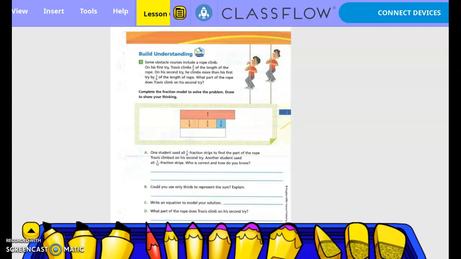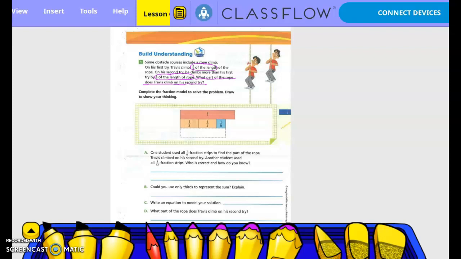So we have 2/3, right? The first time. And then the next one is 1/6 of what he did before, right? And then what part of the rope does Travis climb on his second try? So complete the fraction model to solve the problem. Draw to show your thinking.